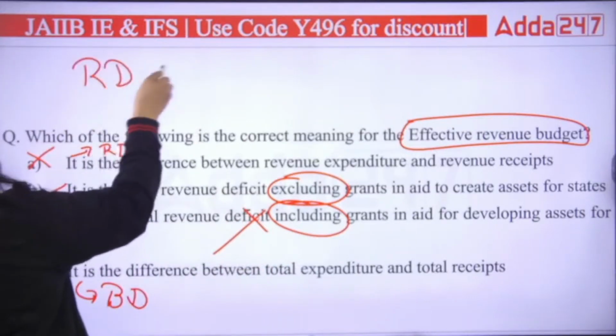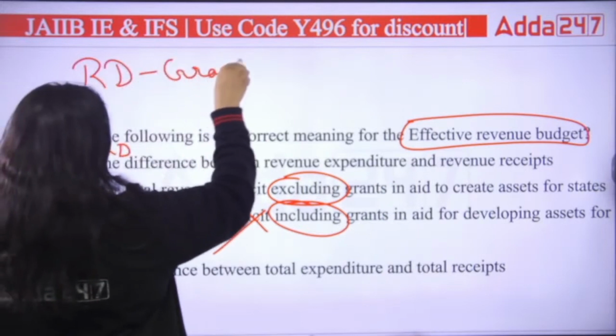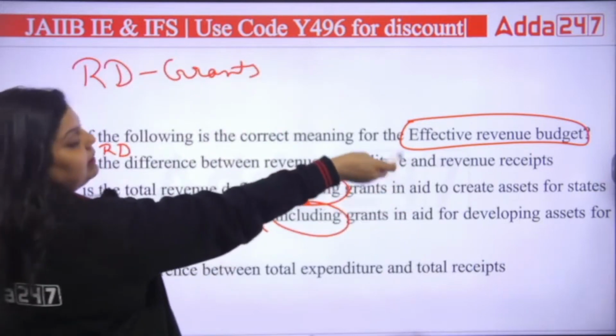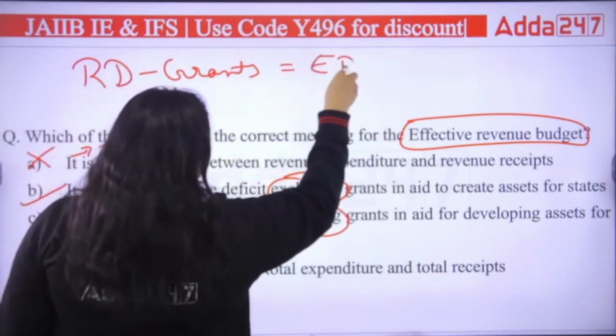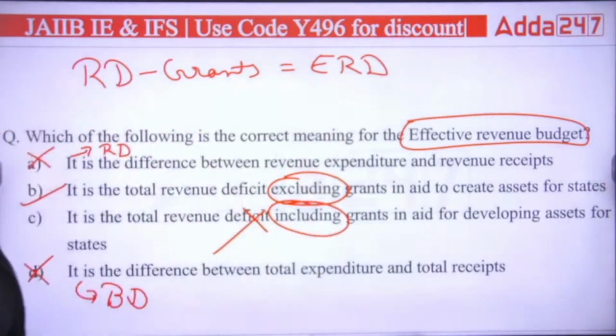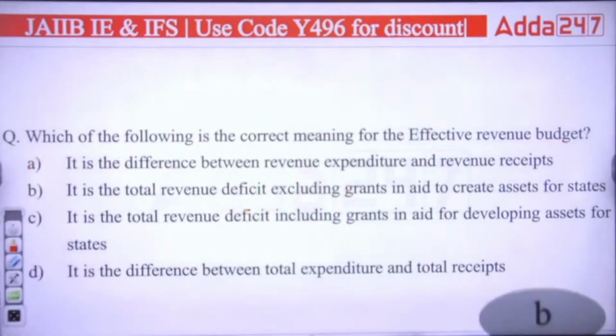Revenue deficit minus the grants which are received for the capital assets gives you the effective revenue deficit. So the right answer will be your B. This is effective revenue deficit of yours. So the right answer is B.